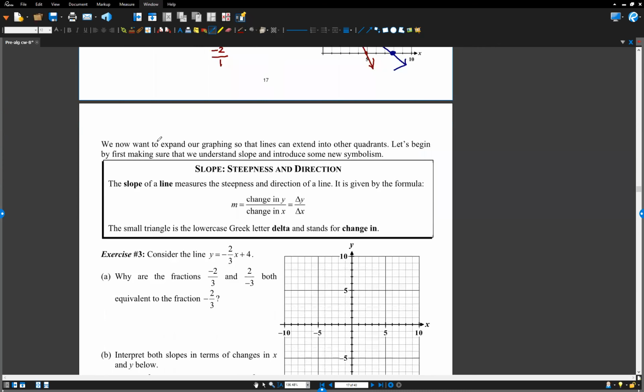Okay, now you just try out review one more time. Slope. Slope is what? Steepness and direction, okay? Change in y, we use this symbol, change in y over change in x. That's the slope definition, okay? You're going to memorize this one. Slope definition. Delta means what? A change. For an amount of change we use delta, okay?